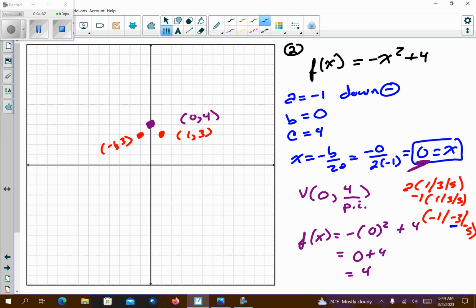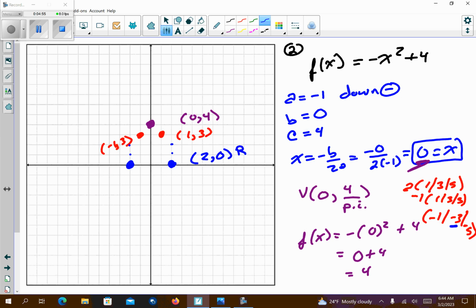And then we'll go and deal with our -3. So from our red dots, I'm going to go right 1, down 3. And that takes me to the point 2, comma 0, which is a root because it's on the x-axis. Now I'm going to go left 1, down 3.